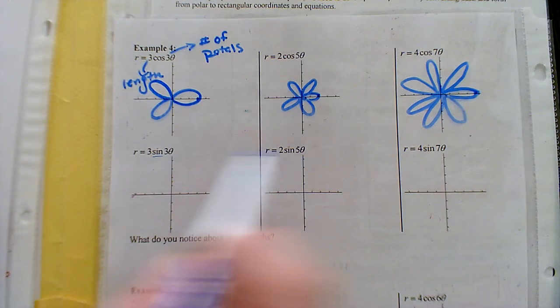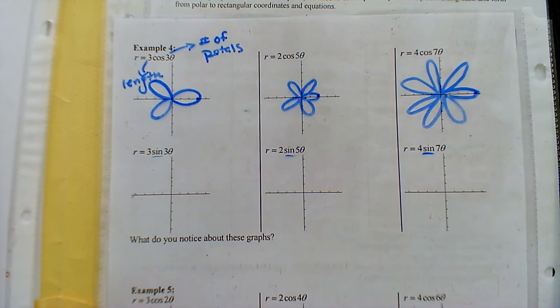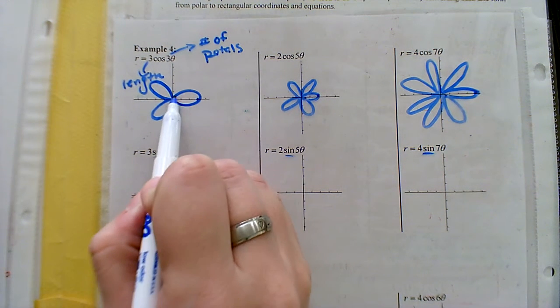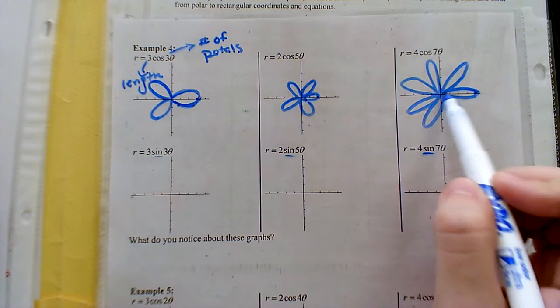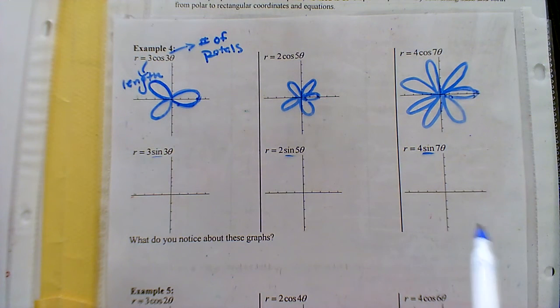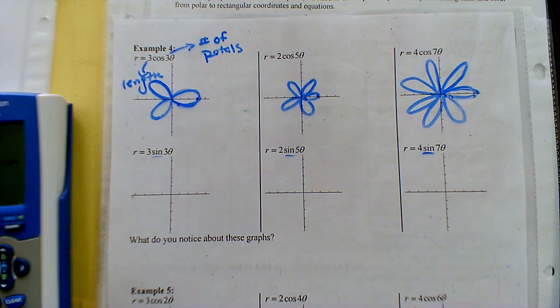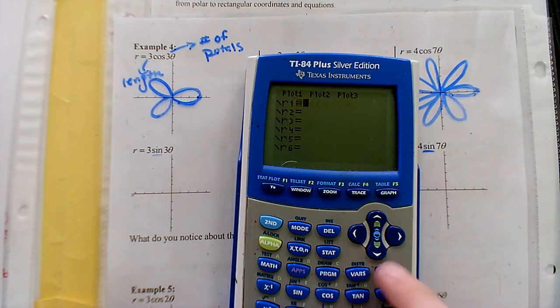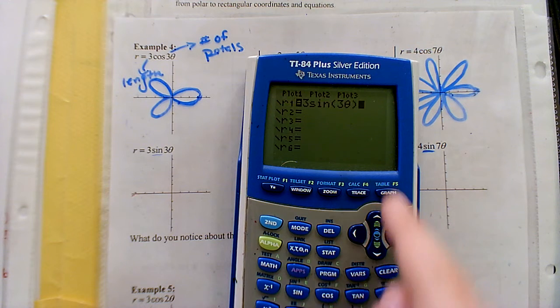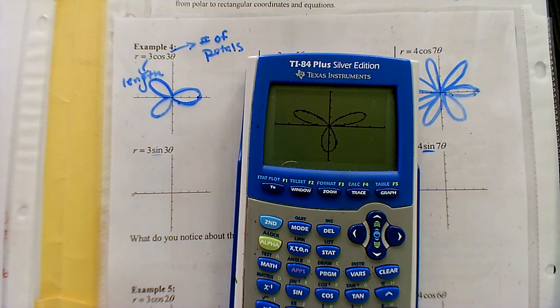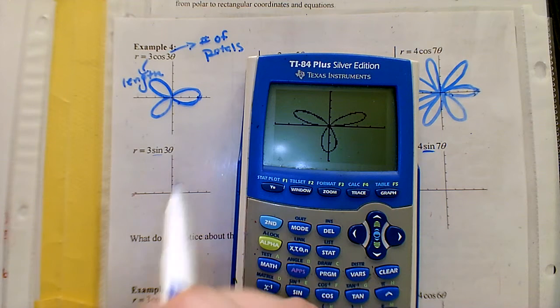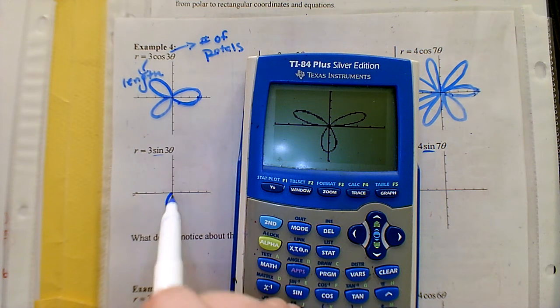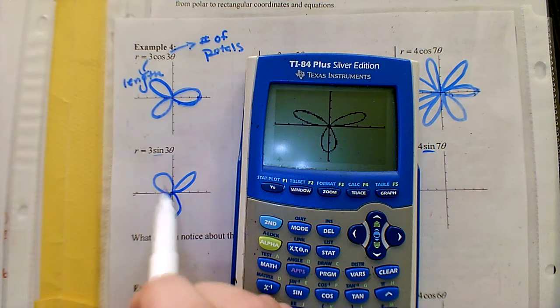How do you think these would change if we changed it to sine? It's on the y-axis. So notice how for all of these, the starting petal was on the x-axis, on the right side. So for the sine ones, they're going to be on the y-axis. But do you think it's going to be on the top or the bottom? This is what's a little tricky. Let's try 3 sine of 3 theta. Notice how this one's on the bottom. Still a length of 3, and we still have 3 petals though.